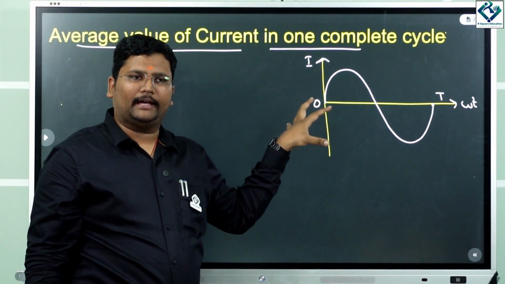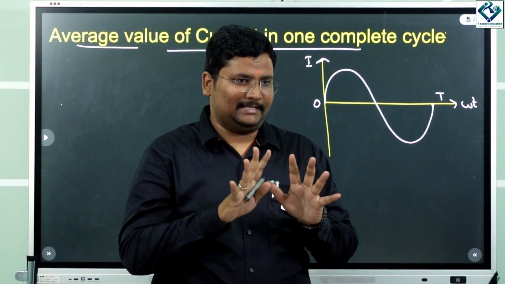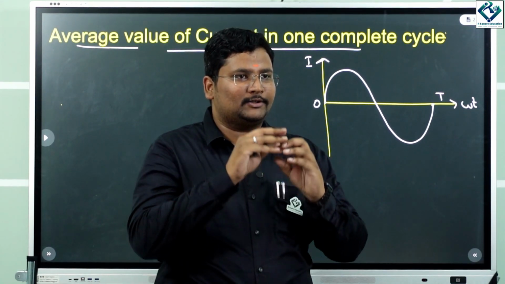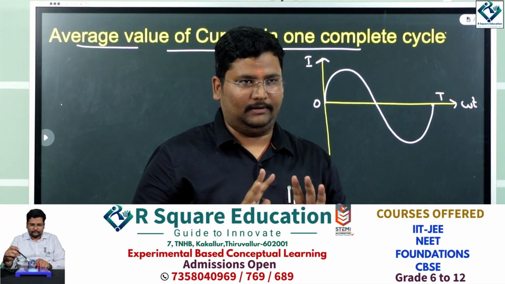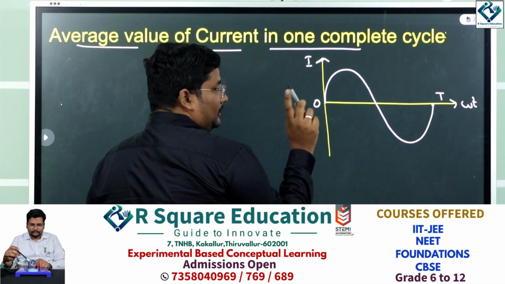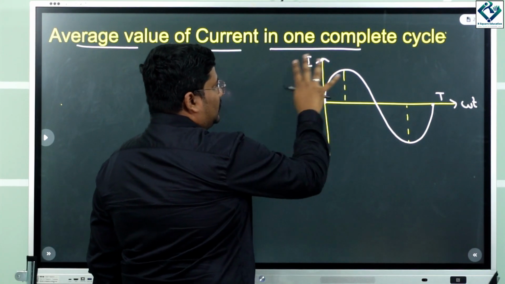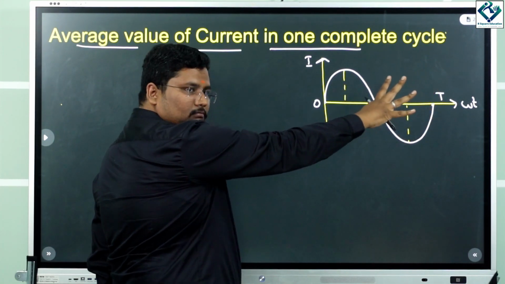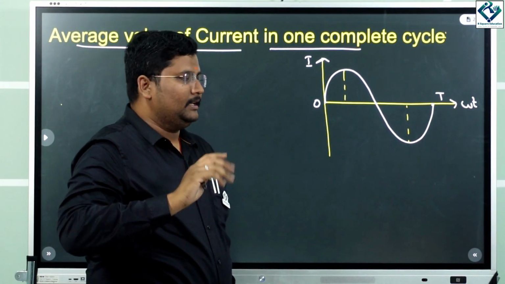cycle. Why are we going for average? Because it is not going to be constant as DC. So we have to find out what is going to be the total current for one complete cycle. So we have to go for average value. Is that clear? And also there is something called instantaneous values. These are all nothing but a continuous value. We have to find out the instantaneous value also. We'll see that.